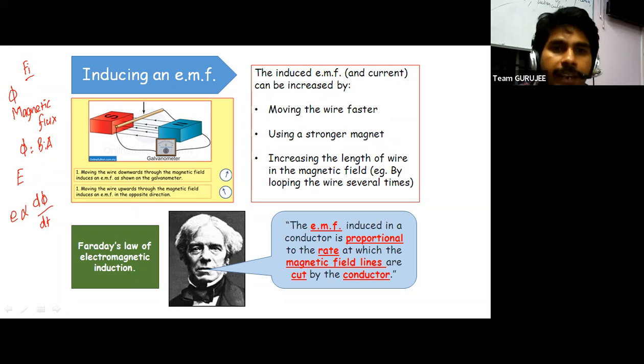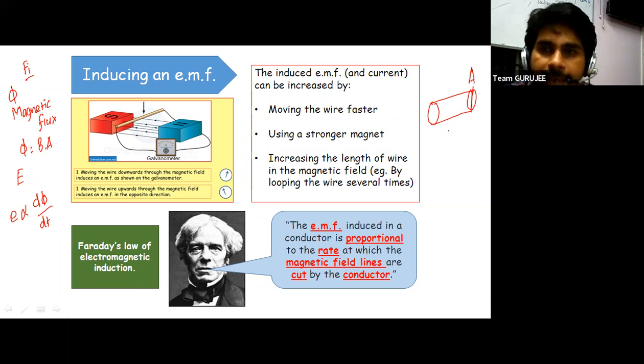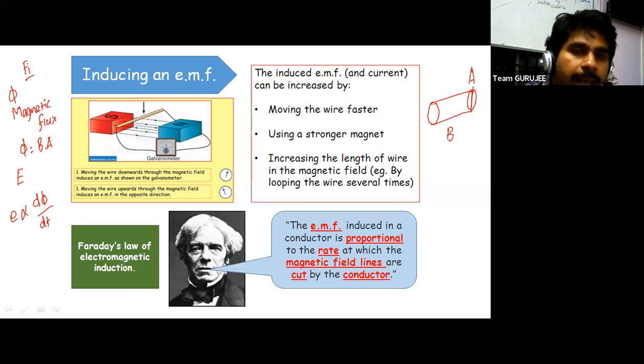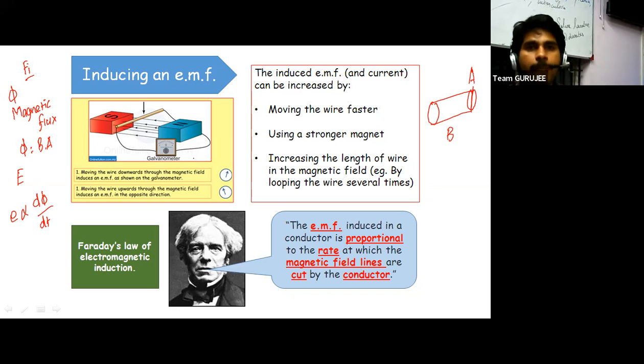So from this, what do we get here? One conductor is there, and the total cross sectional area is A, and the magnetic field acting on this conductor is capital B. So the total number of magnetic lines of force for a given area is known as phi, magnetic flux. The total number of magnetic lines represents the magnetic field at a particular cross sectional area.